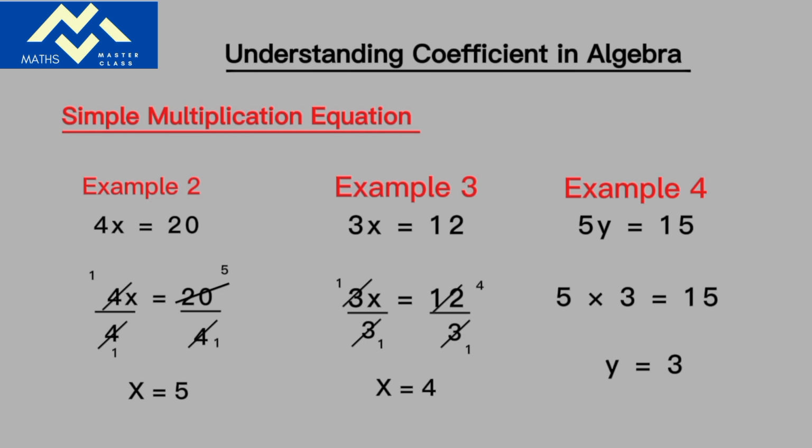Why this matters? This step is important because later, you'll see equations that mix addition, subtraction, and multiplication. But before that, you must be confident with one-step multiplication equations. When you see something like 3x, always remember, it means 3 times x. To solve, you just do the opposite. If it's multiplying, you divide.